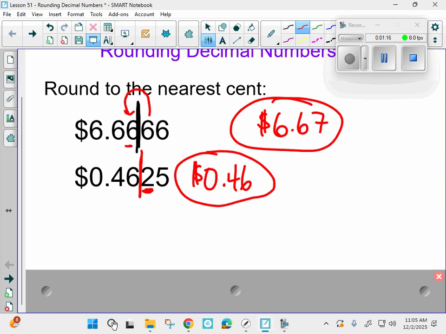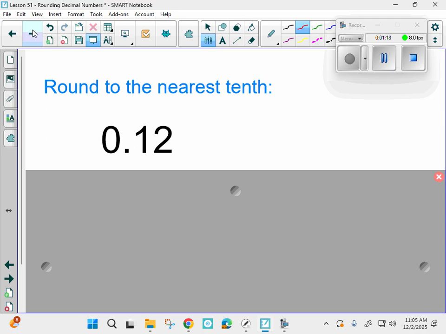All right. Round to the nearest tenth. So when we count our places, this is the tenths place, and this is the hundredths place, right? There's no ones, there's only tenths to the right of the decimal. So round to this spot. So we're going to look at the 2, which is less than 5, and so we keep it as 0.1. Josie?